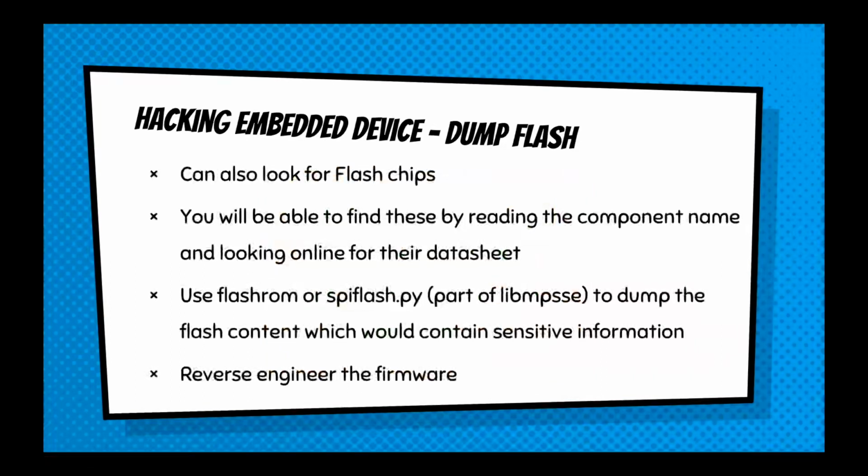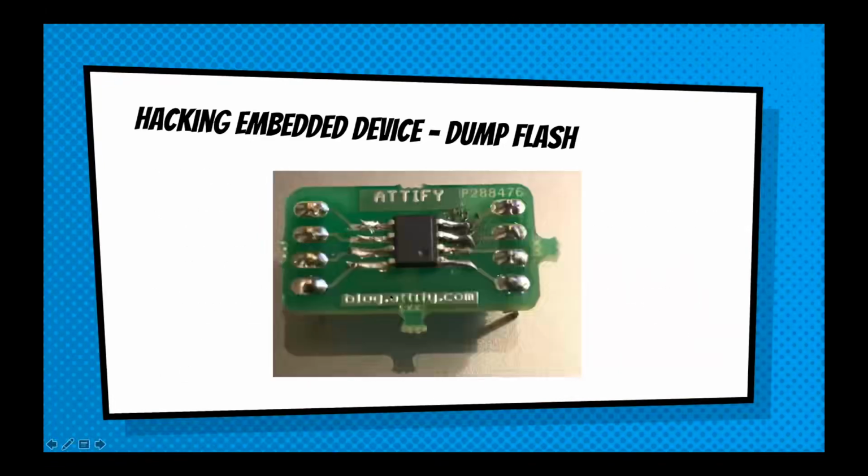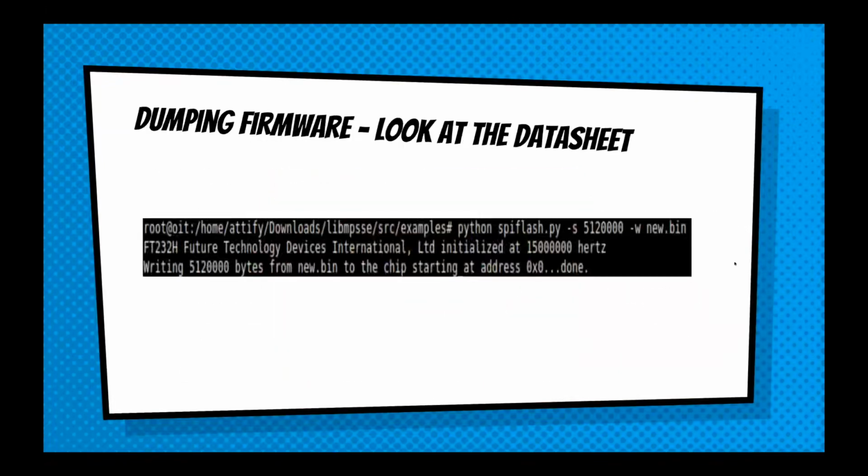And once you have the custom adapter, you can use utilities like FlashROM or SPI Flash to dump the entire flash, which would most probably contain the entire firmware in your case, right? So that is a couple of different ways in which you get things like an unauthenticated root shell, the entire firmware content, the entire flash content, and the ability to debug binaries in real time while running on the device, right? Which is pretty powerful.